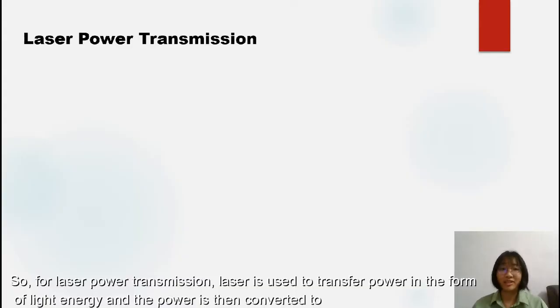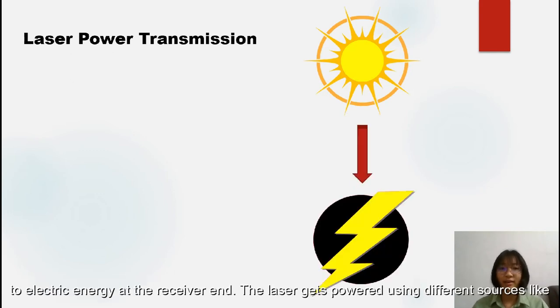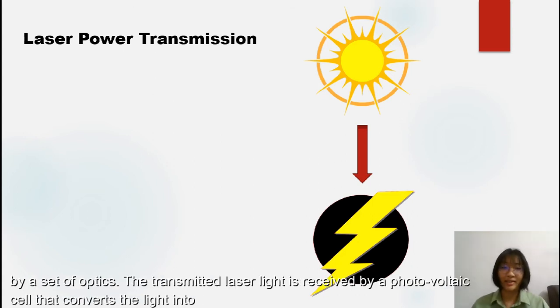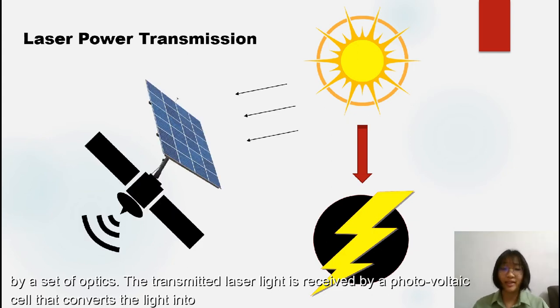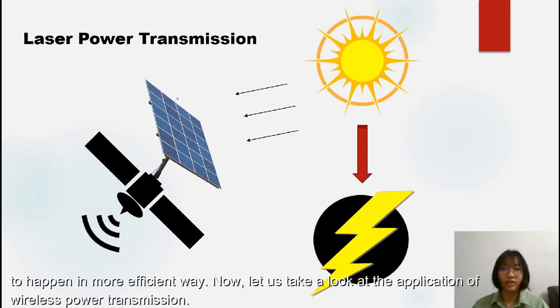For laser power transmission, laser is used to transfer power in the form of light energy and the power is then converted to electric energy at the receiver end. The laser gets power using different sources like the sun, electricity generator, or high-intensity focused light. The size and shape of the beam are decided by a set of optics. The transmitted laser light is received by a photovoltaic cell that converts the light into electrical signals. Usually, optical fiber cables are used for the transmission to happen in a more efficient way.